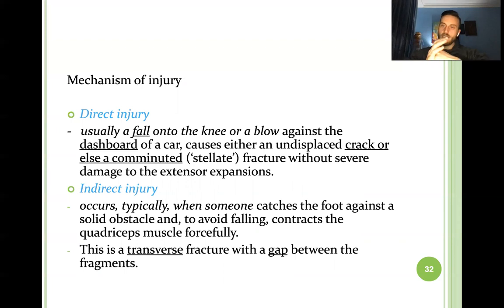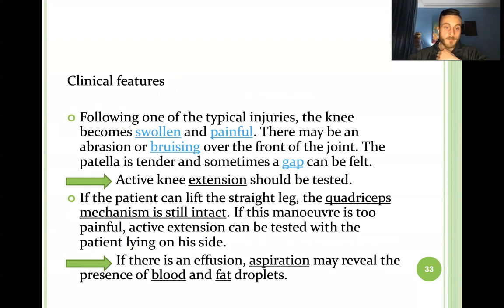You can fracture the patella either by direct or indirect injury. Direct is a direct trauma: you fall down on the knee. You can get a transverse fracture, a crack, or comminution. Or it's indirect, where the force of the quadriceps muscle is pulling, so it might cause an avulsion fracture. Symptoms are swelling, pain, and loss of extension. So the extension mechanism might not be intact.